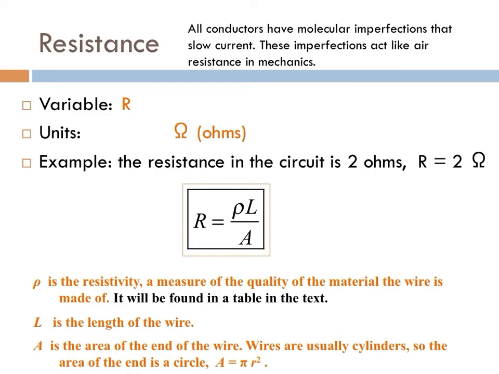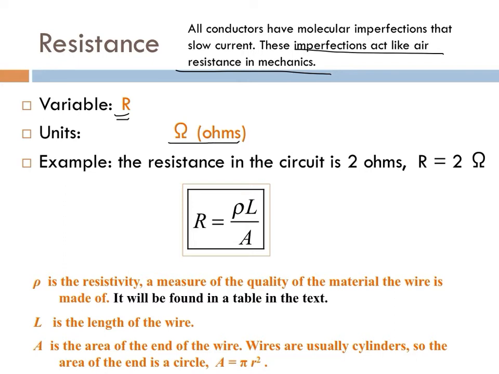Now, all conductors have molecular imperfections that slow the current down. Now, these imperfections act like air resistance in mechanics. So, again, we know that resistance is variable R. It has units of ohms.